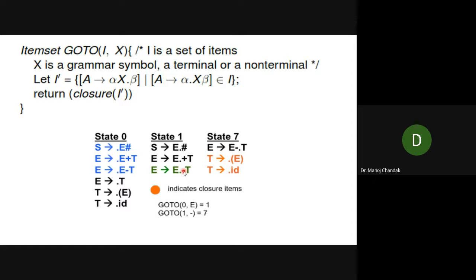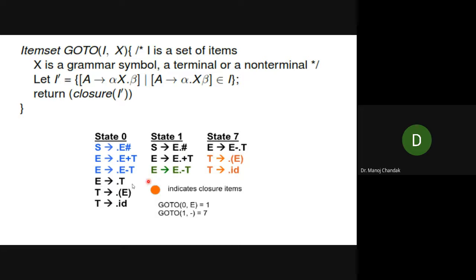Now, when we are crossing E, it means that there is a possibility of adding a new rule to the state, but only if the dot is looking at a non-terminal. Here dot is looking at plus, here dot is looking at minus, and here dot is looking at hash. So no non-terminal symbol is seen. Hence we continue with this and we don't add anything to this.